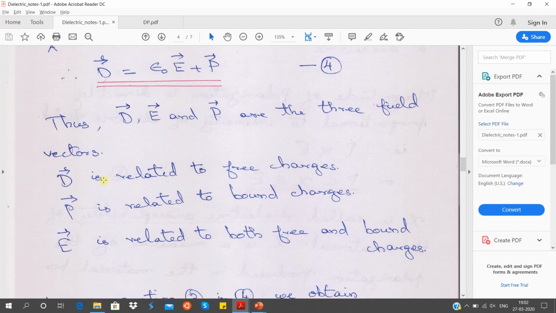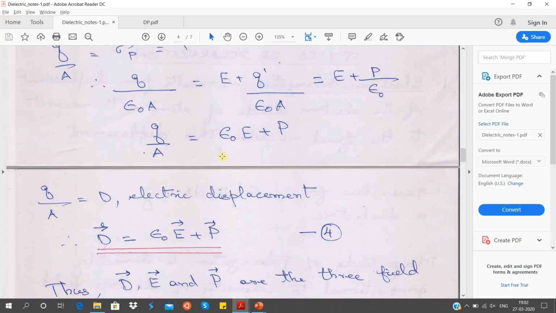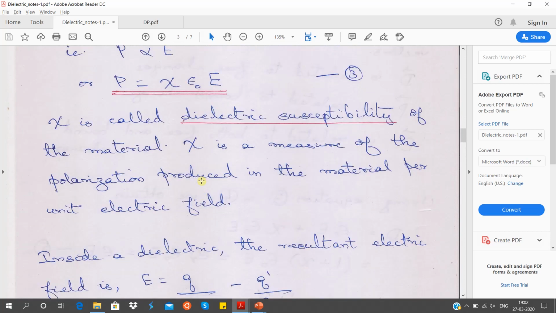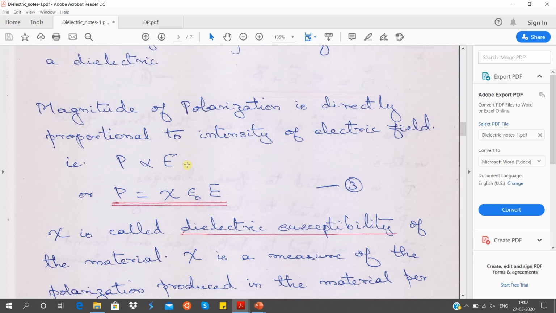Now what I'm going to do next is give a definition for P in terms of the electric field E. You can see here that the polarization P is proportional to the electric field, the intensity of the electric field. So P is proportional to E, and if I try to find the proportionality constant, it becomes P is equal to chi into epsilon naught into E. Epsilon naught is obviously the permittivity of free space. Chi is known as dielectric susceptibility.